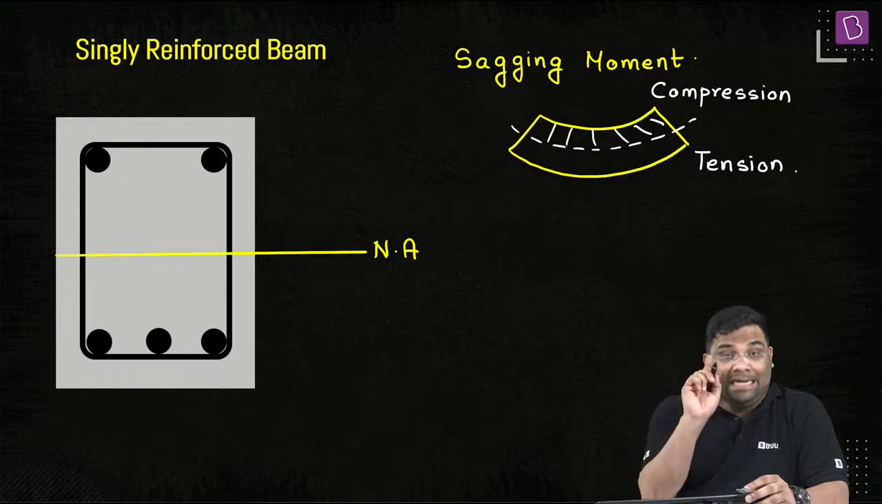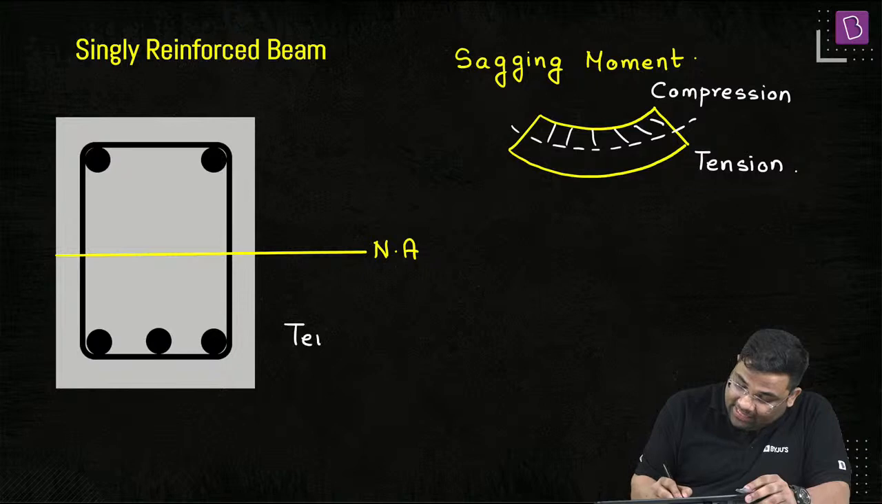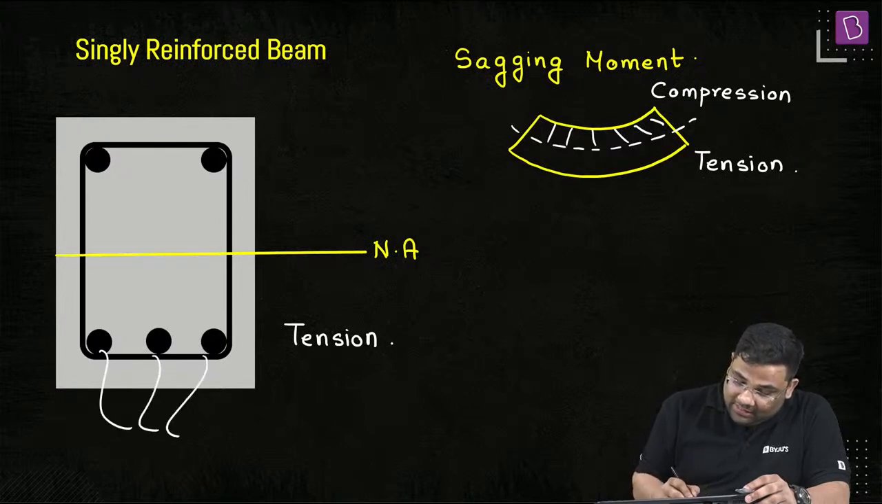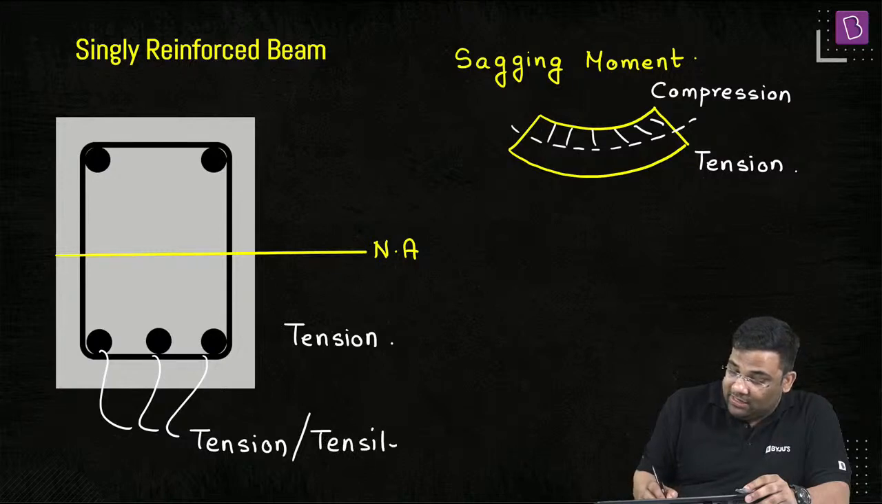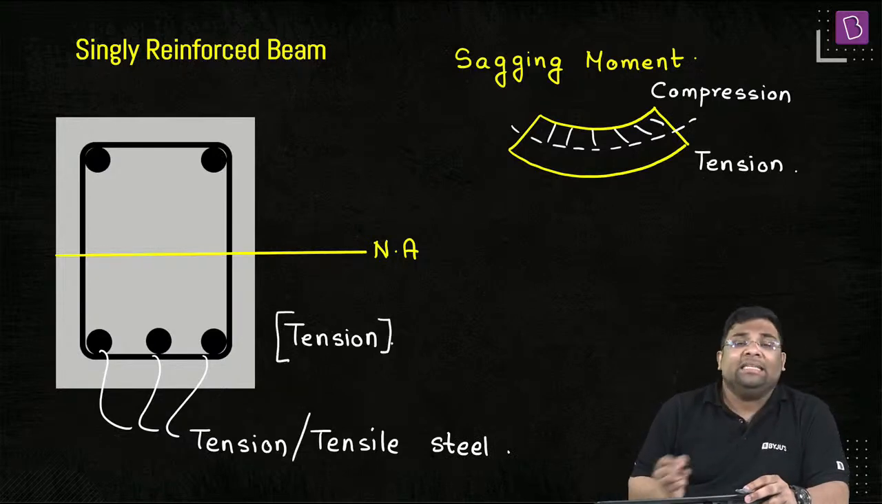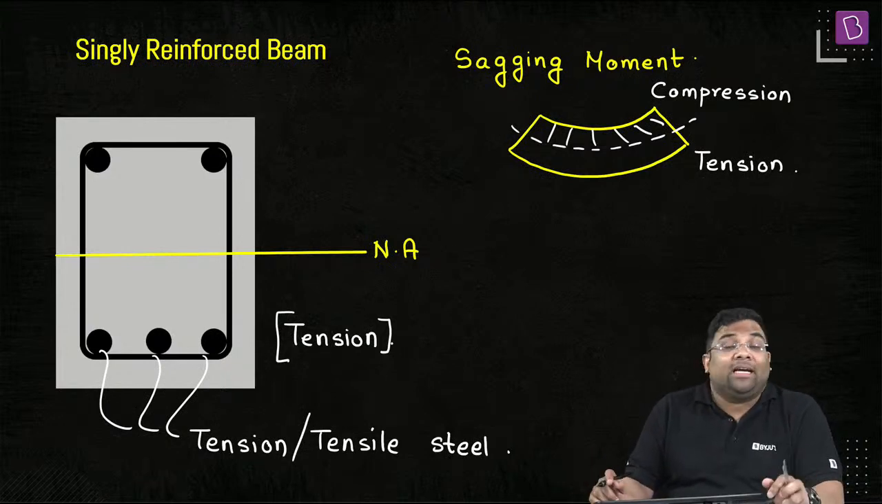Now in a singly reinforced beam, we can see on the tension side we have steel provided, right? And this steel is known as tension steel, or you can say tensile steel. So below the neutral axis there is tension and that tension is taken by steel, therefore known as tension or tensile steel.